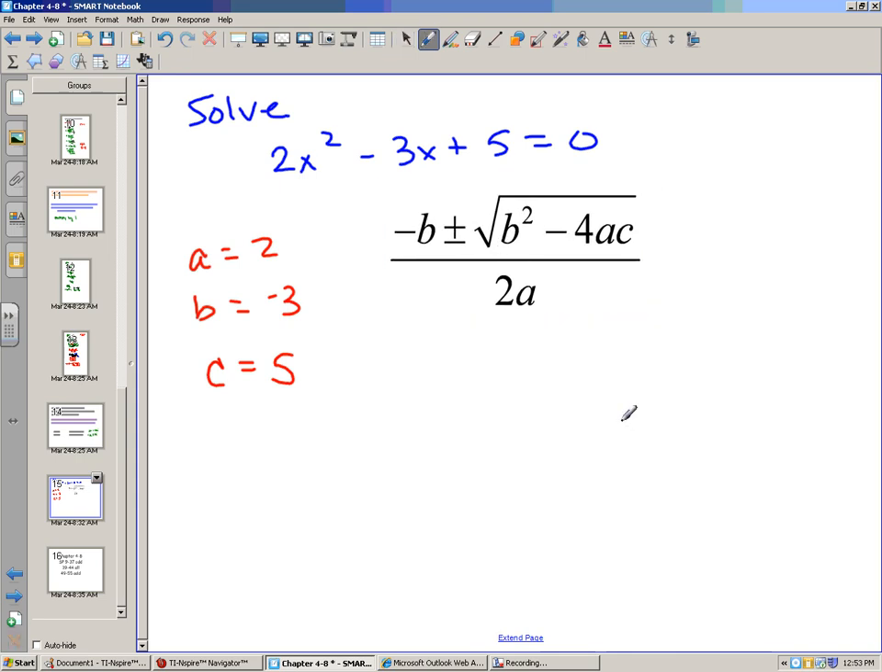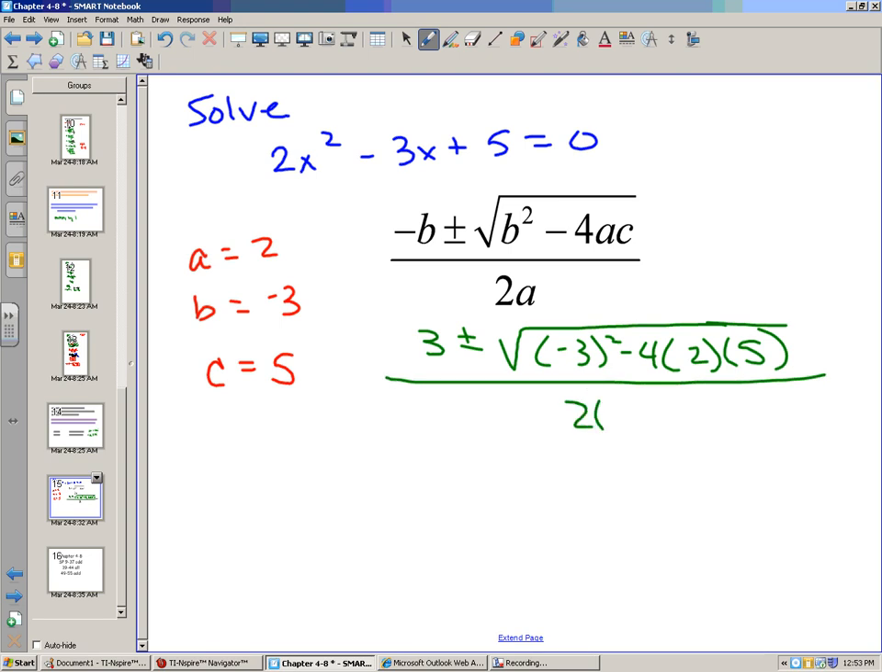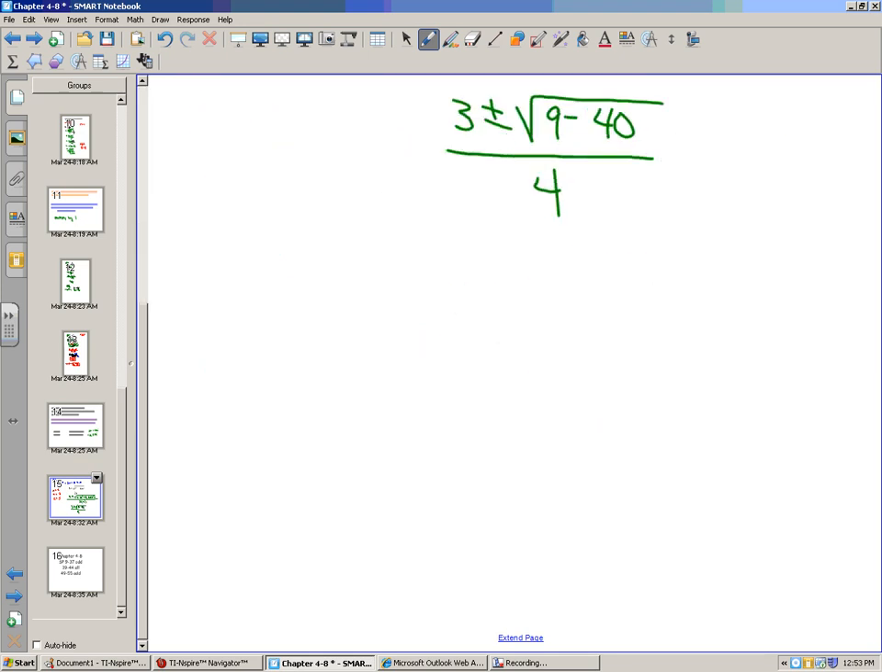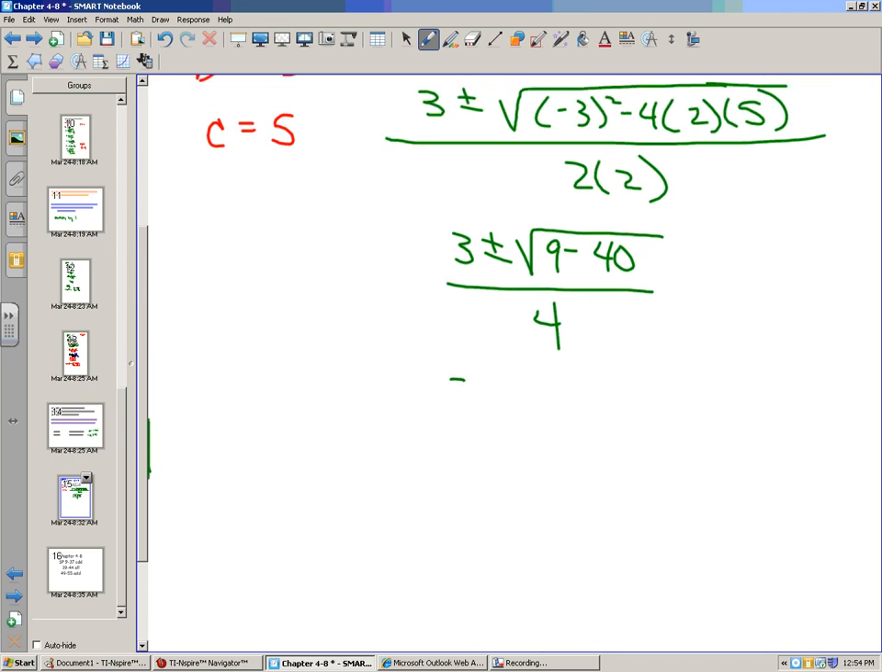This gives me a negative times a negative is a positive 3, plus or minus the square root of negative 3 squared minus 4 times 2 times 5, all over 2 times 2. 3 plus or minus the square root of, 2 times 2 is 4. And this is going to be 9 minus 40. And what does that give you? Three plus or minus the square root of negative 31 over 4. Before, could you do that? You couldn't, could you? But now, can we?